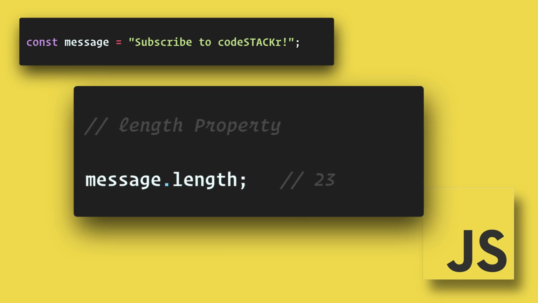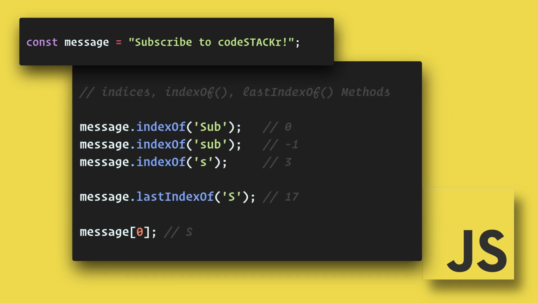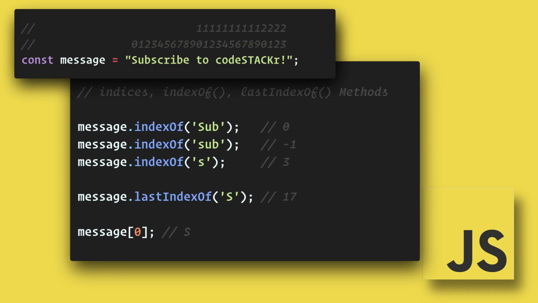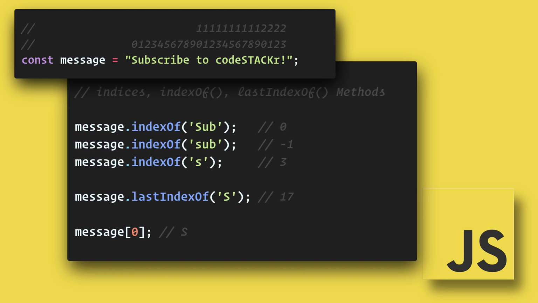The first thing that we'll look at is the string length property. This returns a count of the number of characters in the string. Now for the methods. We have the indexOf and lastIndexOf methods. These will return the index of the search string. With indices, remember that the count starts at 0, so the index of sub is 0. And these are case sensitive, so lowercase sub will return -1, which means that it could not be found.